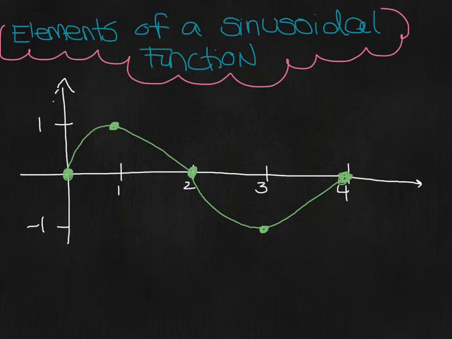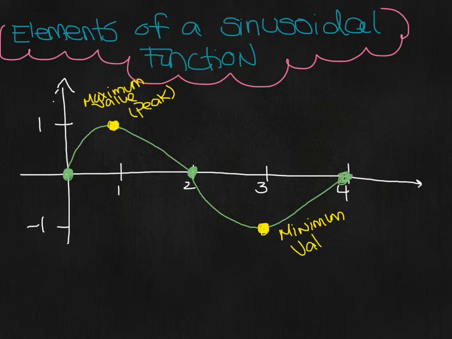Notice that right over here, our graph reaches its peak, its maximum point. So we call it the maximum value, or the peak. Both those words can be used interchangeably. Now, here at the bottom, we can call this the minimum value, or the trough.